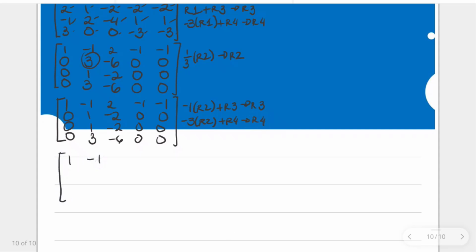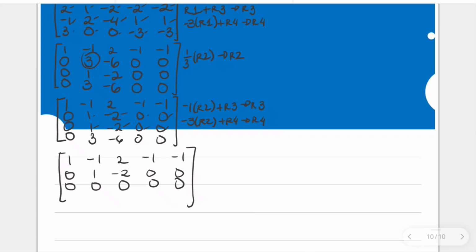The first row is still as it is. The second row is 0, 1, -2, 0, 0. But the third and the fourth row will look like this. -1 times 1 is -1 plus 1, 0. Of course, this is 0 here. -1 times -2 is +2 plus -2 is 0. -1 times 0 plus 0 plus 0, so 0. The entire third row is a row of zeros.